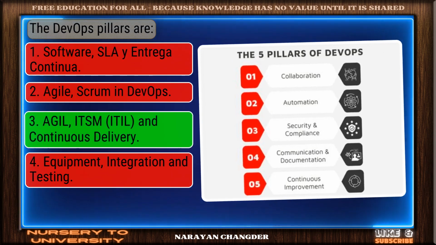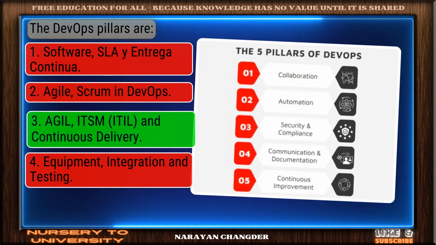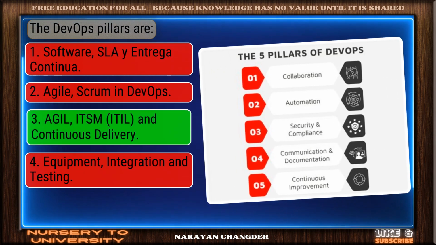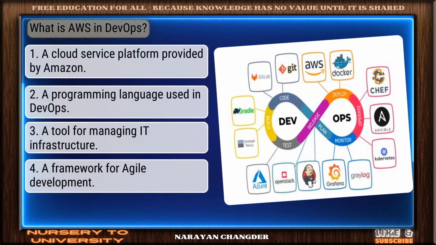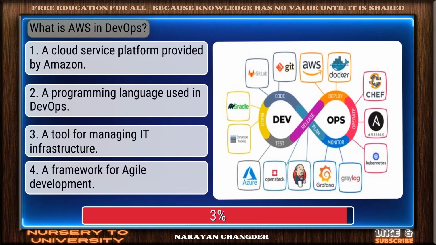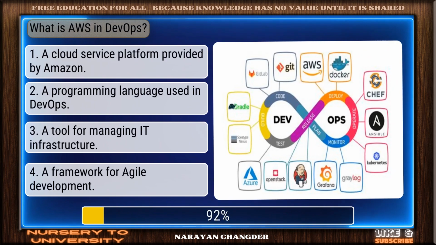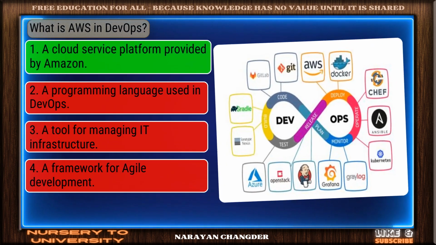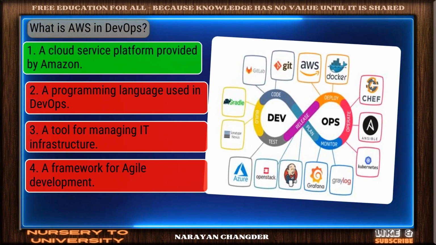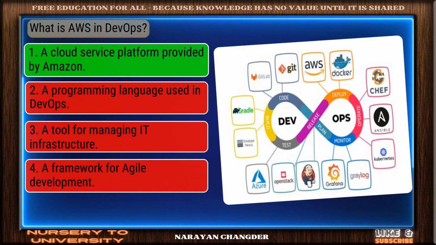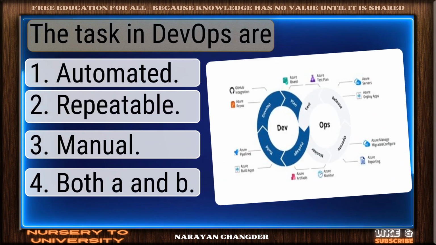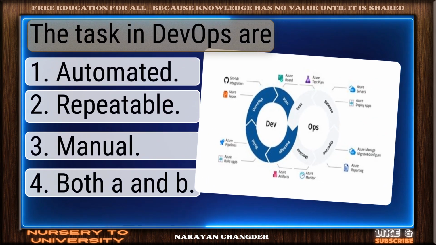Excellent choice. Agile, ITSM, and continuous delivery is the right answer. Question number 68. What is AWS in DevOps? Exactly. A cloud service platform provided by Amazon makes sense, and it is the right choice. Question number 69. The tasks in DevOps are.